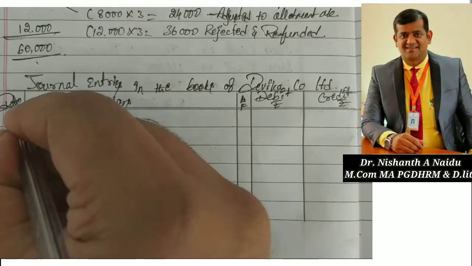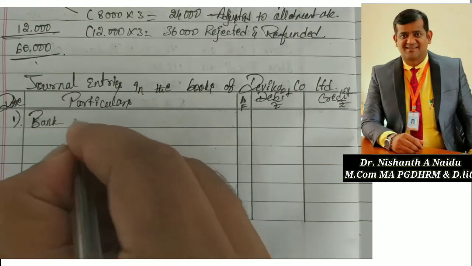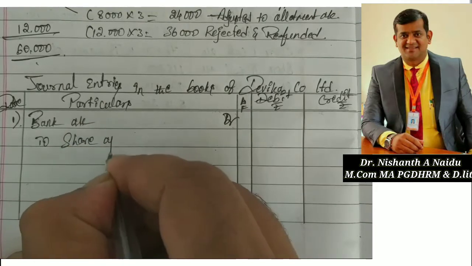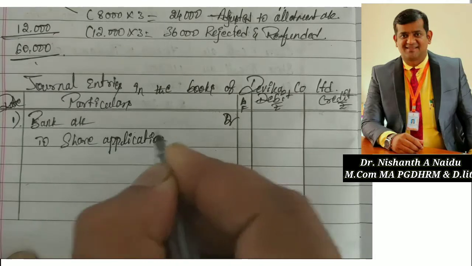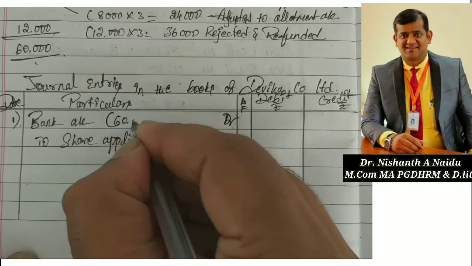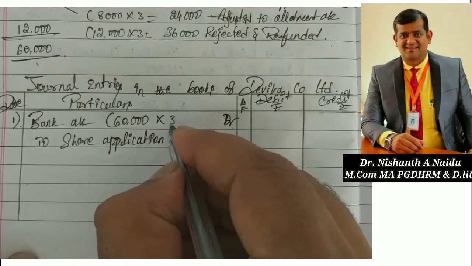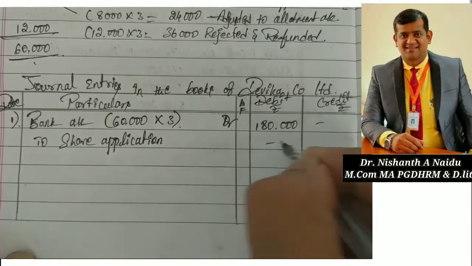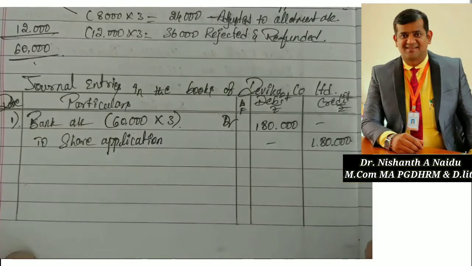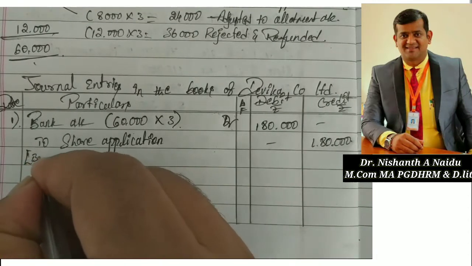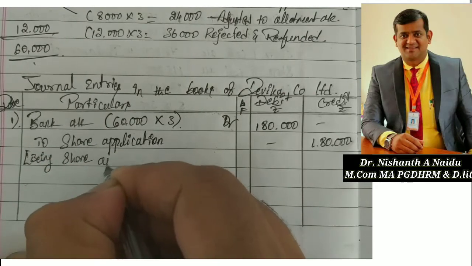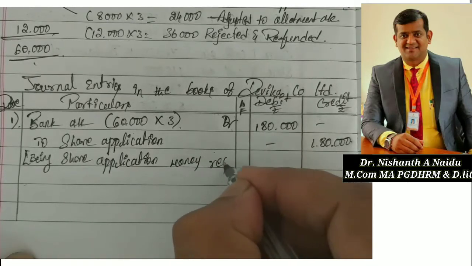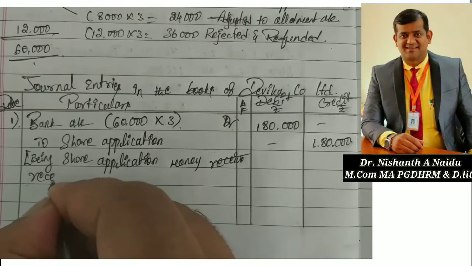Journal entry number 1. The first entry is always bank account debit, to share application account. Which money are we receiving? Share application money. On how many shares have they received the application money? On 60,000 shares. What is the application value? That is 3 rupees on application. So 60,000 into 3, calculate how much it will come: 1,80,000. Narration: being share application money received.